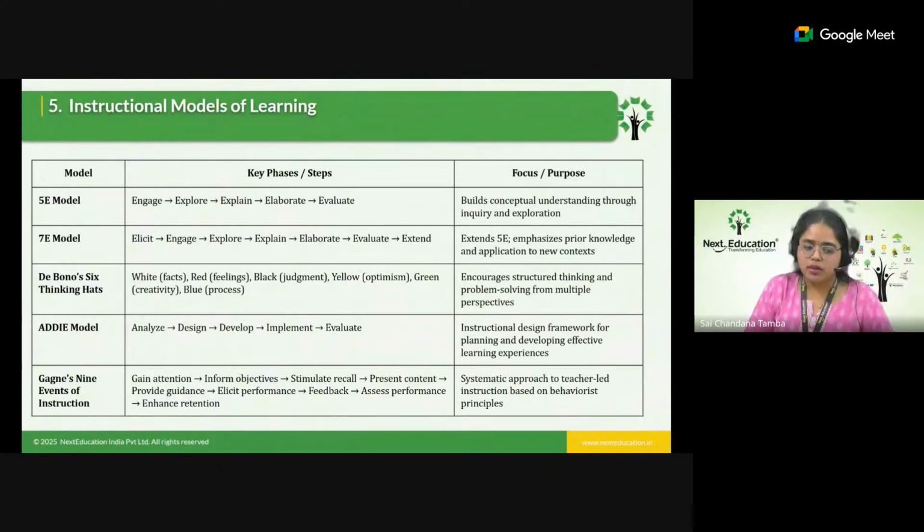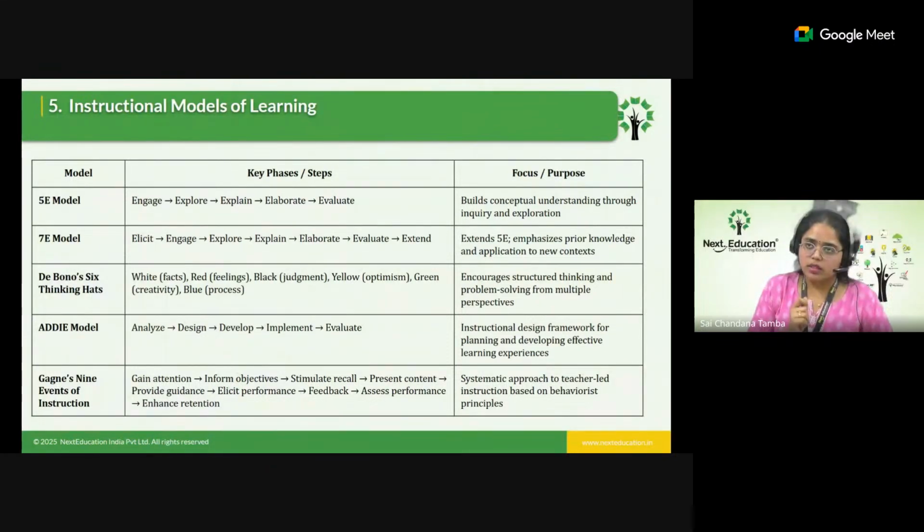Then there is something called De Bono's six thinking hats. These are nothing but six colors of different hats, and each one conveys a different aspect. For example, when you talk about the white hat, it's all about factual information, the data, the evidences which are provided to the students. So that factual information is the white hat.